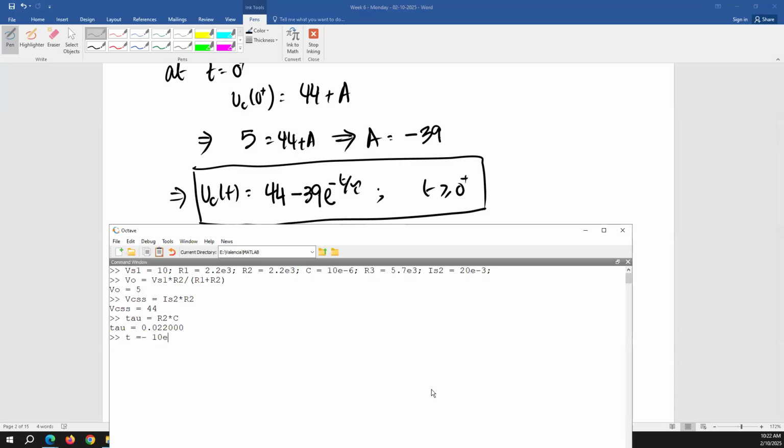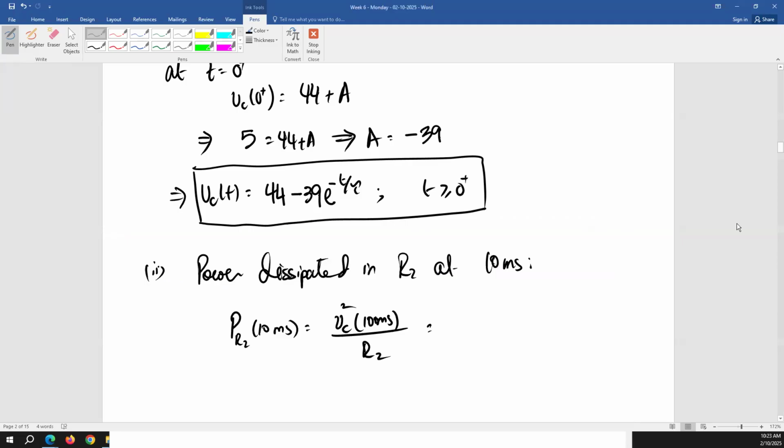T is equal to 10 millisecond. And VC is 44 minus 39 times exponent negative T over tau. And P is VC squared divided by R. 168.4 milliwatt.